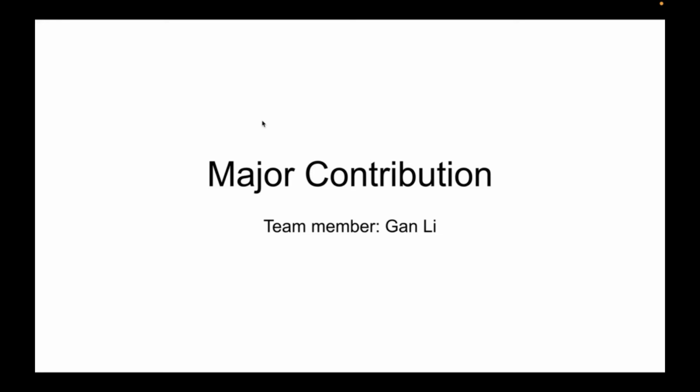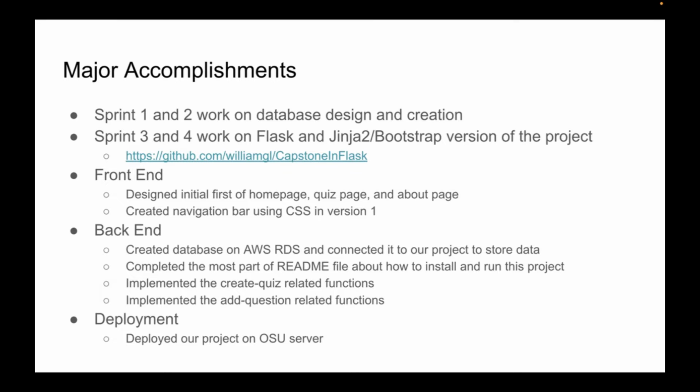Hi everyone, Gan got the flu, so I'm going to talk through his major contributions. For Sprint 1 and 2, he worked on database design and creation. For Sprint 3 and 4, he mainly worked on the Flask and Jinja version of the project.